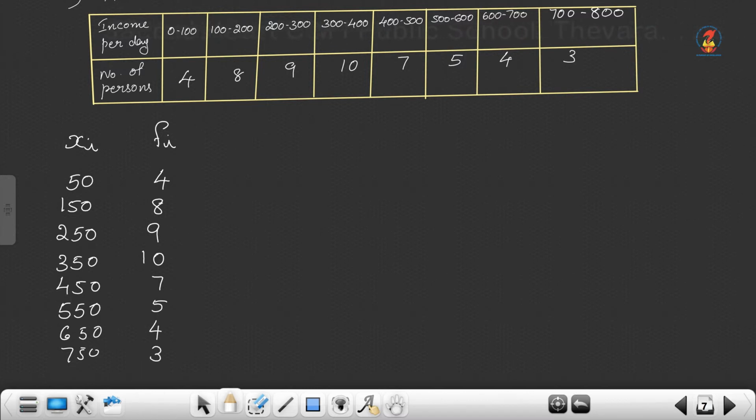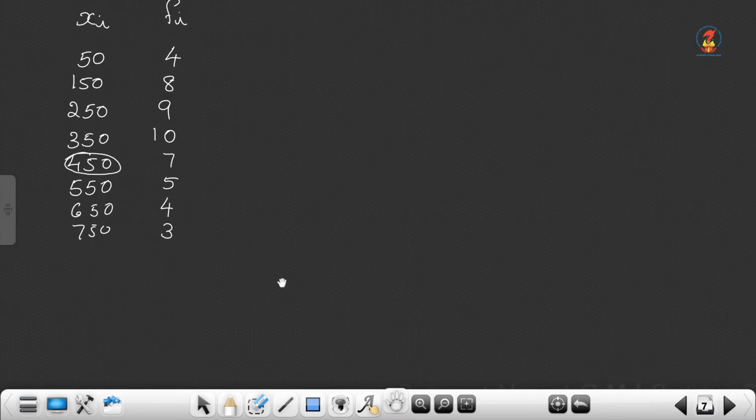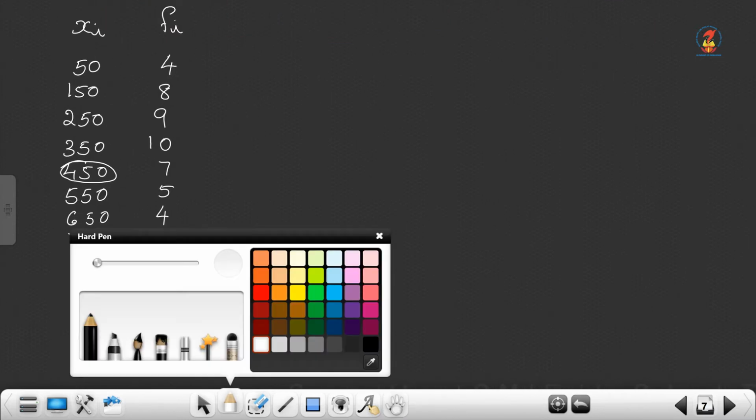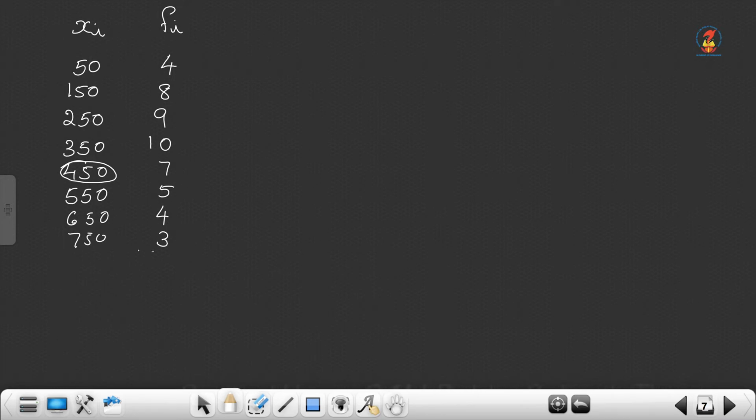Now what is the next column? So we are using the step deviation method. So take one assumed mean. Which is the assumed mean? There are 8 numbers, so the middle ones are 350 and 450. Either you can take 350 or 450. So here I am taking 450 as the assumed mean. So let A be 450. You also have to find the total frequency.